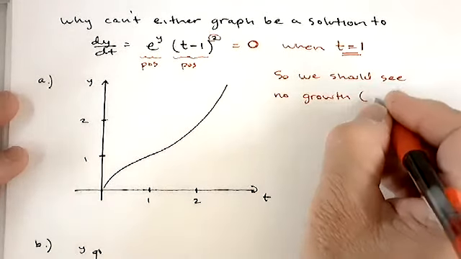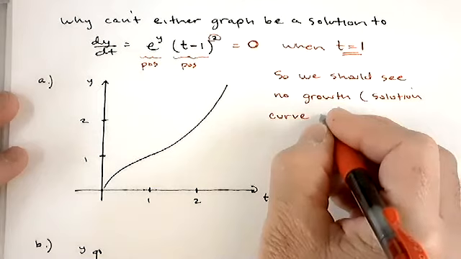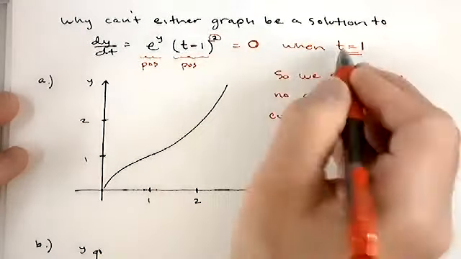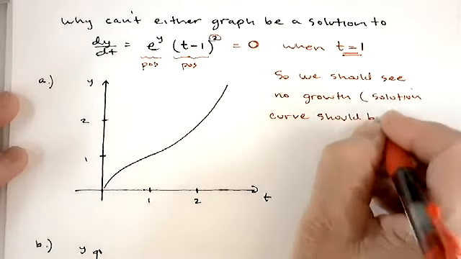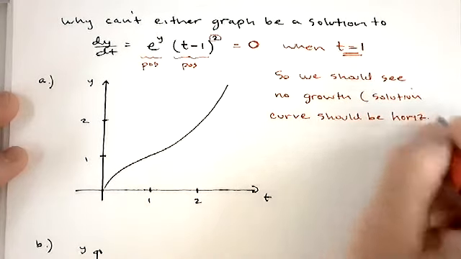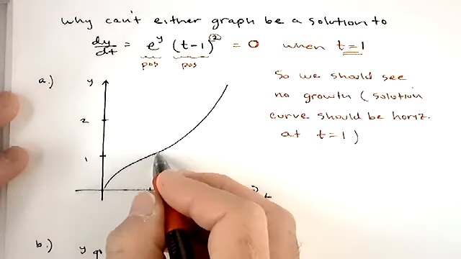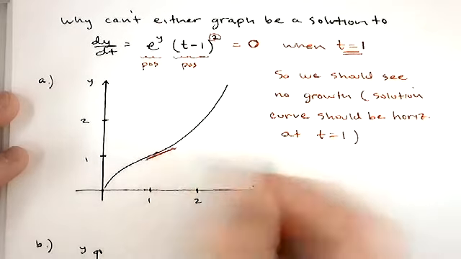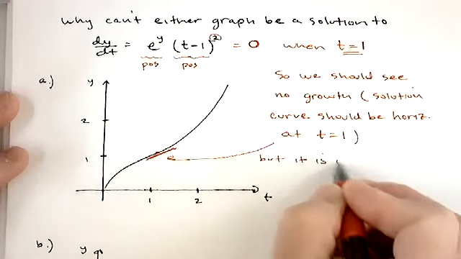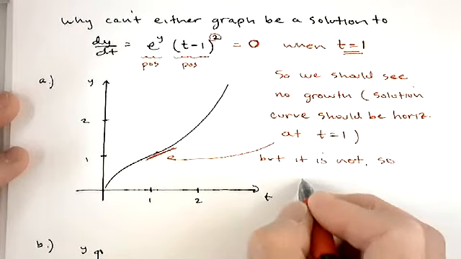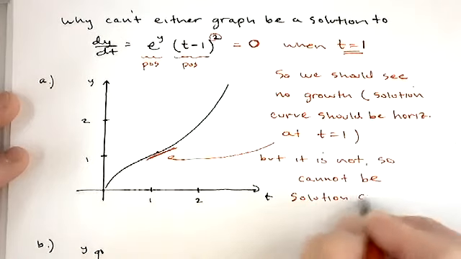In other words, the solution curve should be horizontal, right? Remember when you set the derivative equal to 0, that's like a critical number, you should have a horizontal tangent line. The solution curve should be horizontal at t equals 1. But what are we seeing at t equals 1? We're seeing the slope is not horizontal. So this cannot be the graph. This cannot be the solution curve.